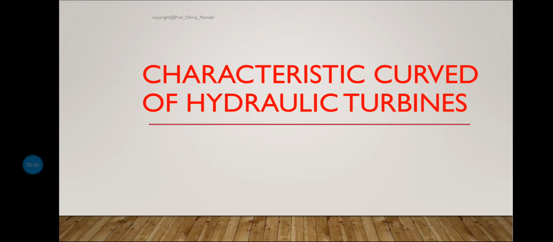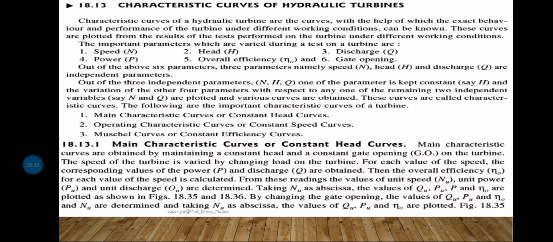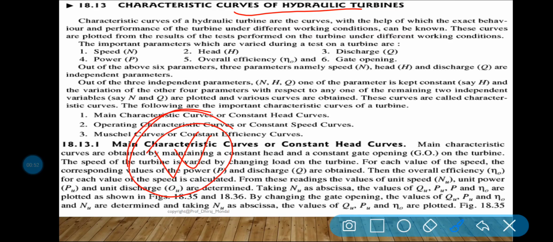Let us discuss the characteristic curve. Already I have told you, the characteristic curves of a turbine are the curves with the help of which the exact behavior and performance of the turbine under different working conditions can be known. These curves are plotted from the results of the test performed. By the help of the parameters we get from those results, we can plot the curve.